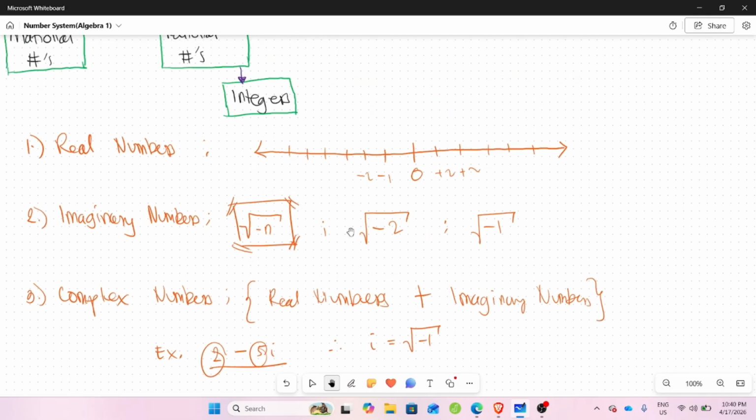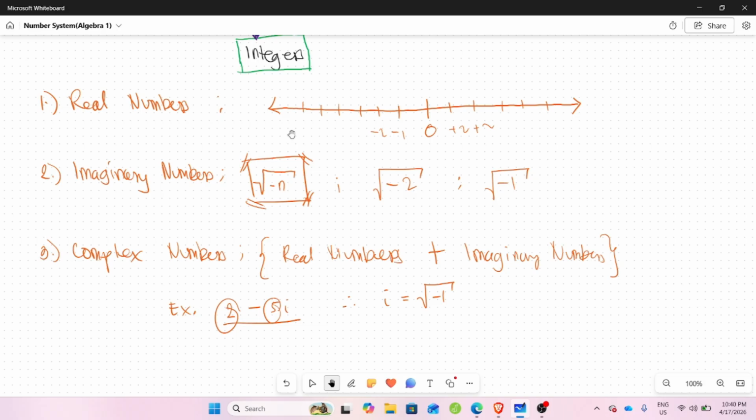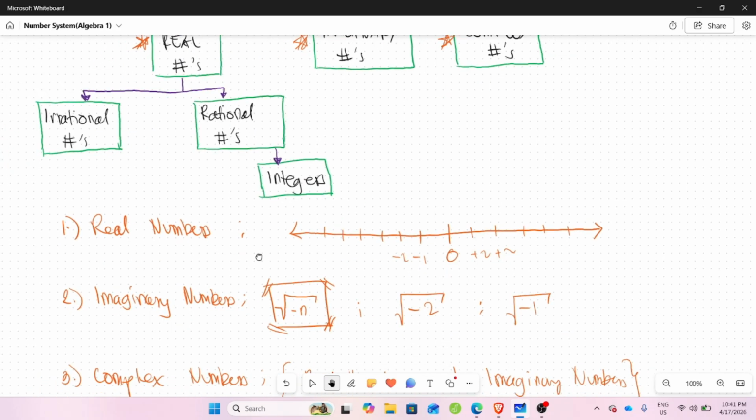So these are the three types or categories of a number system. Let me repeat. For real numbers, it's everything you could see in a number system, from negative infinity to positive infinity. For imaginary numbers, it is a square root with a negative number inside, like this. For complex numbers, it's the combination of the two: the real numbers plus the imaginary numbers. Now, we still have a subsection found in real numbers, which is categorized into irrational and rational numbers.